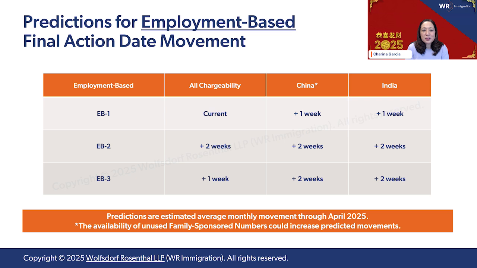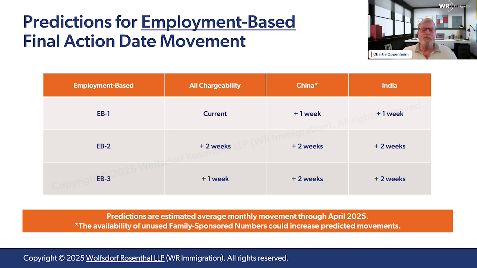Okay, your predictions, Charlie. What do you want to predict for us? Yeah, these are my predictions. When you see, for example, in the China employment first preference, 1 week, that's 1 week on average. So over a 4 month period, you would expect the dates to be moving. But I'm doing a monthly average, so the date may hold, but then it would recover when it did advance to cover the predicted movement. And these predictions have proven very accurate the past 2 years.